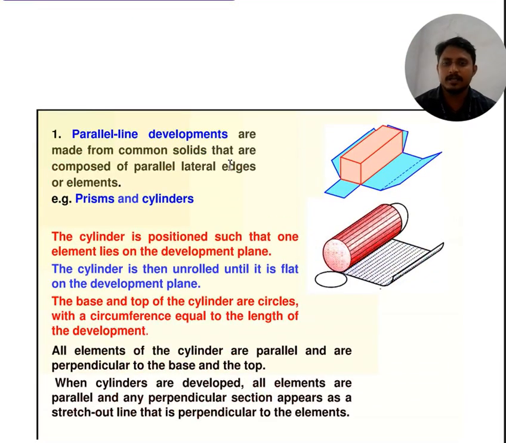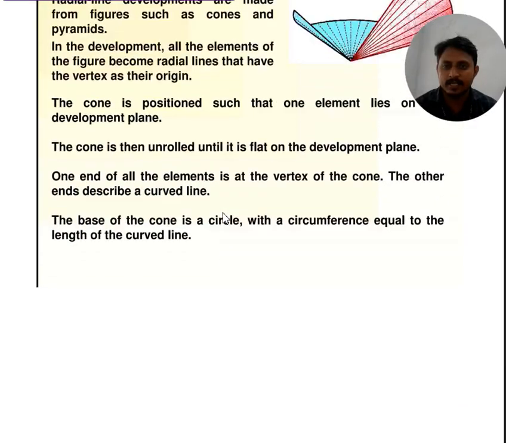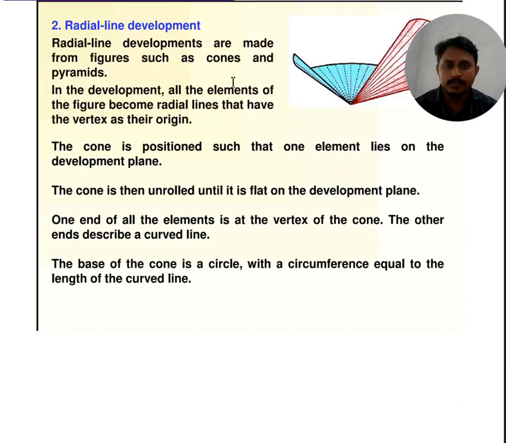So parallel line development, we already discussed it. Examples: prisms and cylinders, and for common solids, parallel lateral edges and cylinders. Parallel line and radial line methods we already discussed. The radial line method is used for cones and pyramids. In this development, all the elements in the figure are radial lines that have the vertex as their origin. So this is the origin point, and the vertex is the top point. The position of the cone has one element lying on the plane of development.